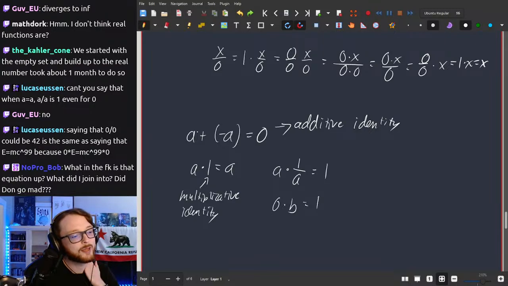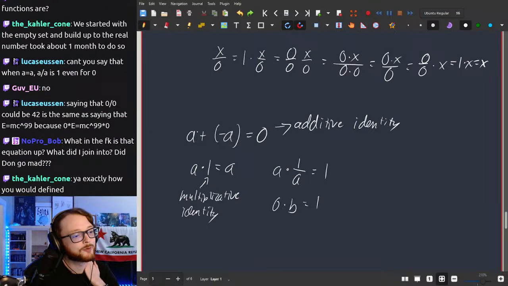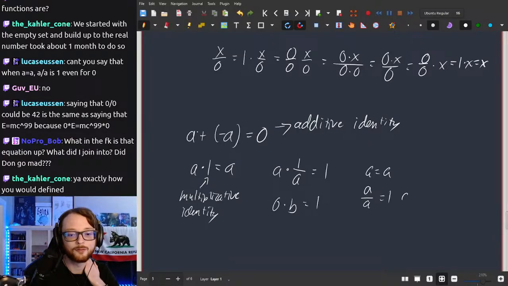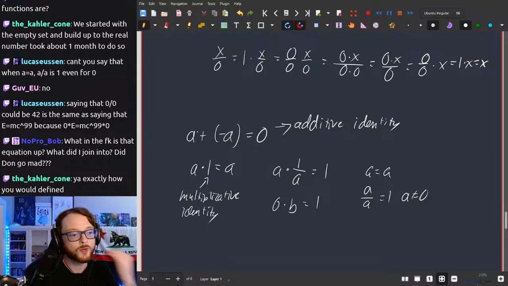When a equals a, a over a is 1, even for 0. No, if you start with a equals a, you're only allowed to divide through by a if you stipulate that a is not 0. We're often not very careful about it in math when we take an equation and divide it through by something. But whenever you divide by something, you do have to make sure this is true technically. It just usually doesn't matter.